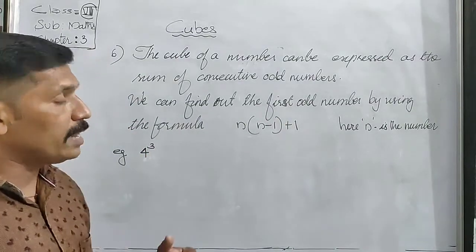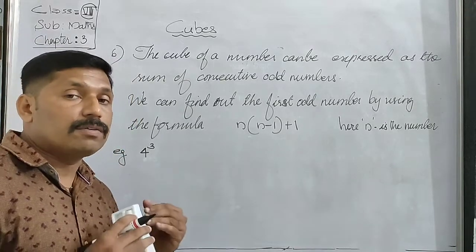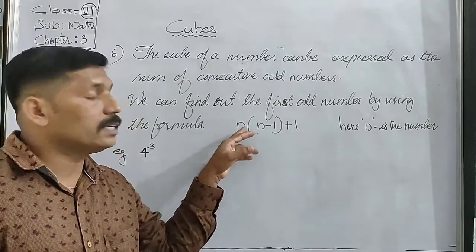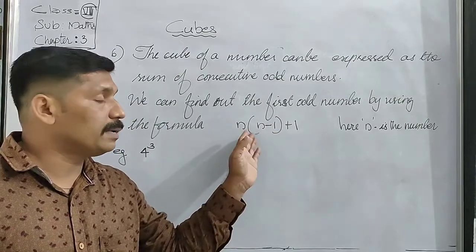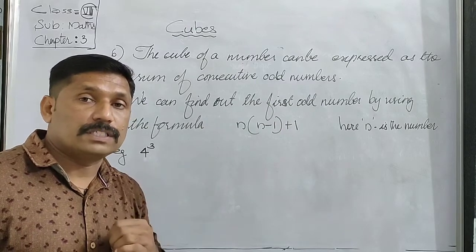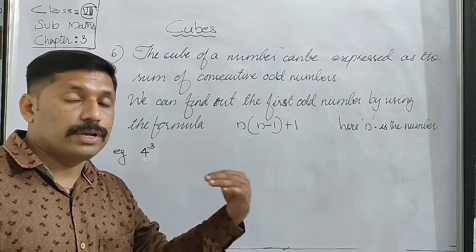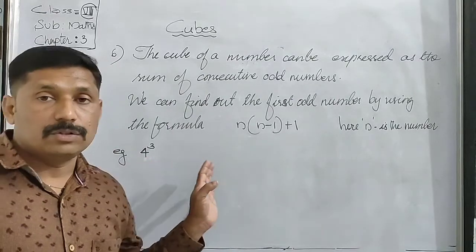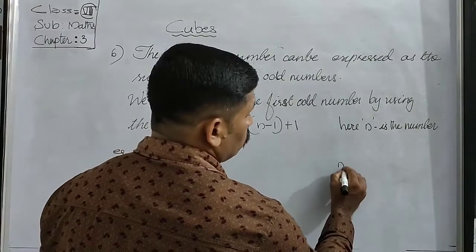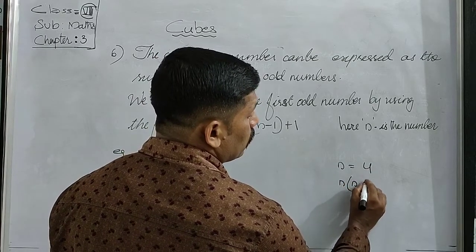So here we want to find 4 cube. In order to express 4 cube as the sum of consecutive odd numbers, we want to find the first odd number. To find the first odd number, we can use this formula: n into (n minus 1) plus 1. Using this formula, we find the first odd number, and starting from that odd number, we add the next 3 continuous odd numbers. Then that will be the cube of 4. So here n is equal to 4.